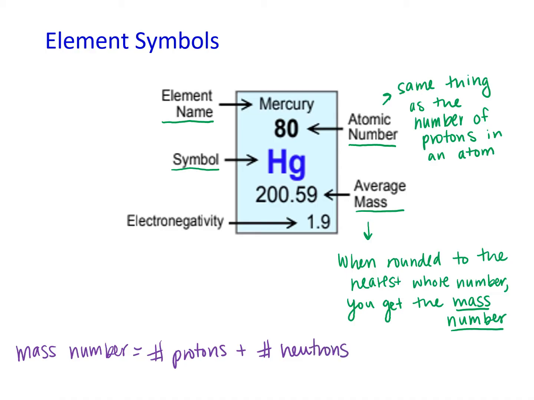So if you remember from our video on subatomic particles, the proton and the neutron both have a relative mass of 1 AMU. So those two subatomic particles will be contributing to the mass of the atom, whereas the electron has a relative mass of about 0.0005 AMUs, so it's much, much smaller and won't be contributing to that mass, which is why it is not included in the mass number calculation. So if we were to look at this example here, the mass number for mercury, when we round 200.59 to the nearest whole number, is going to be 201. So we just round it to the nearest whole number to figure out that mass number.